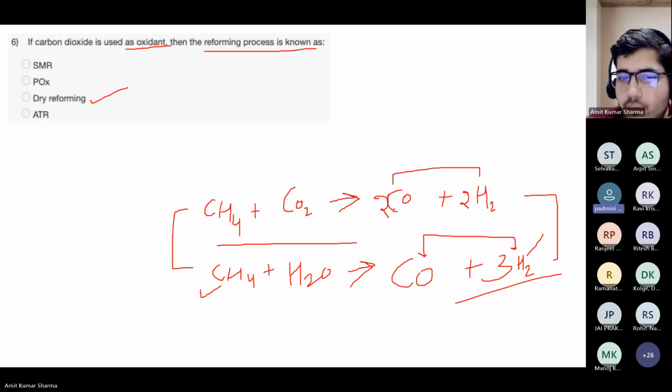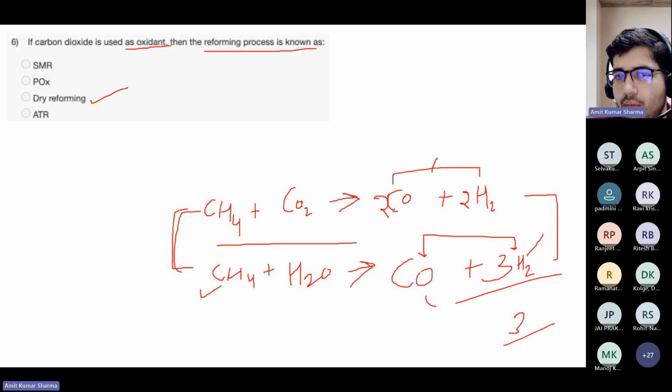So the first reaction is also the production of syngas reaction. So the syngas is the combination of hydrogen and carbon monoxide. So it's only the ratio. In both cases, you can say it's syngas. Only the ratio of hydrogen to CO is varying. So in steam reforming, the ratio of H2 to CO is 3, and in dry reforming, it's 1.